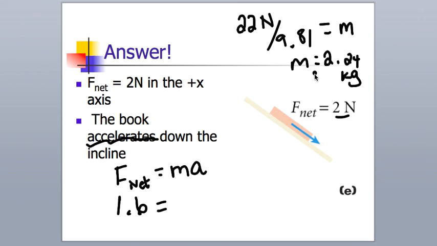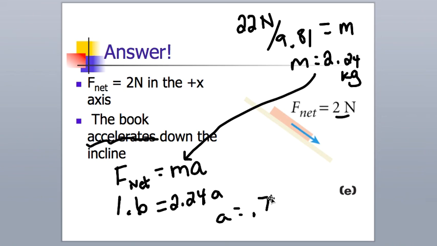So I take this mass, plug it in there, and then solve for the acceleration. When you solve for the acceleration, you get 0.72 meters per second squared, which could round to 0.7 with 1 sig fig. So that is the process that you use to solve those equilibrium type problems.